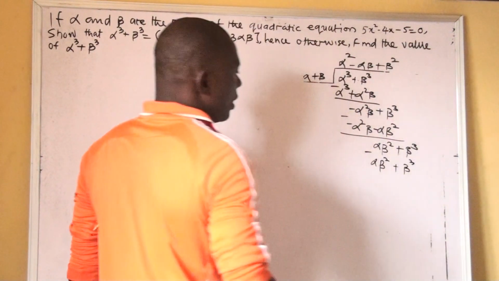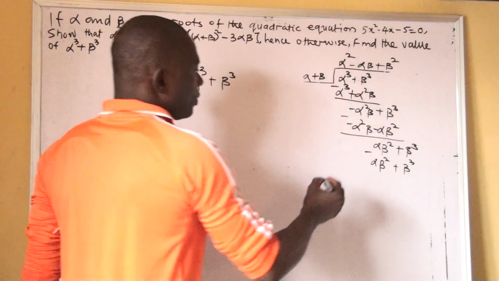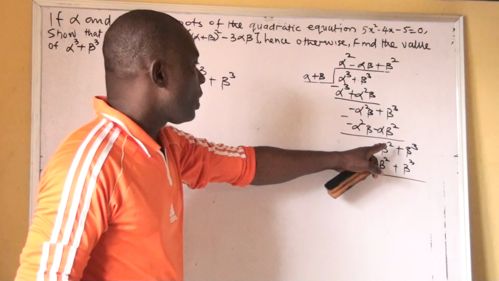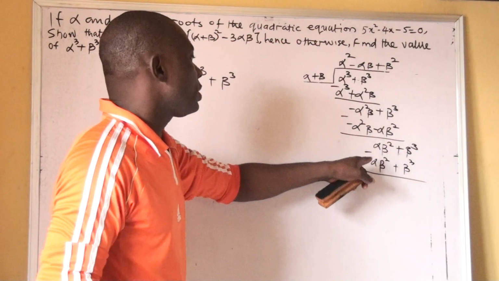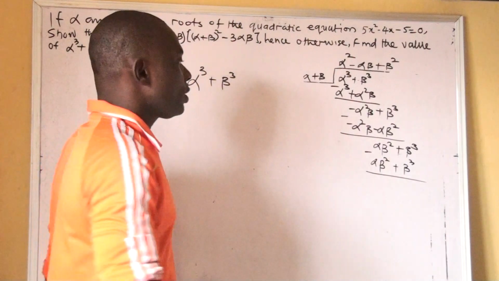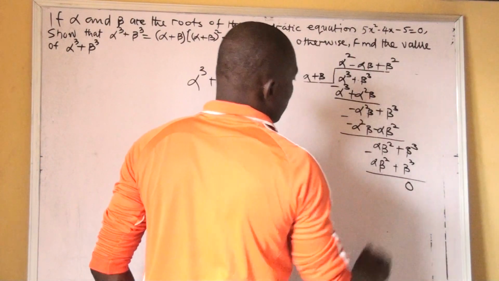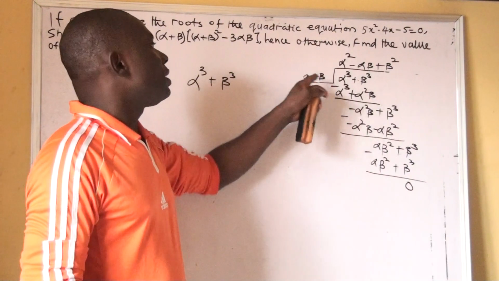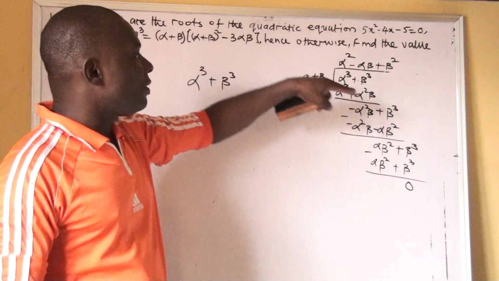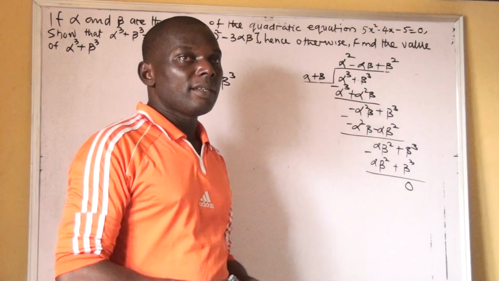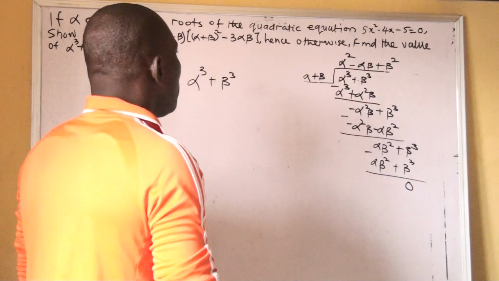So we subtract. In this term we see that everything becomes 0. Alpha beta square minus alpha beta square is off, beta cube minus beta cube is off, so that everything becomes 0. Now, for us to know that alpha plus beta is a factor of this, you see, after the division, the remainder here is eventually 0. Now I've done that.